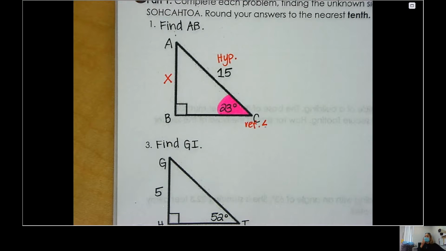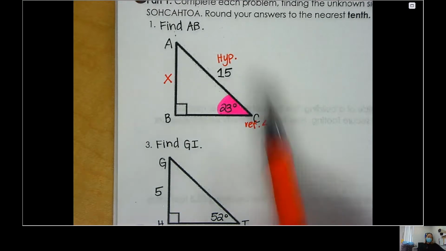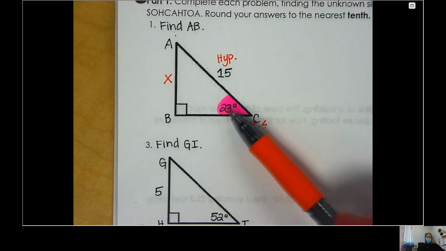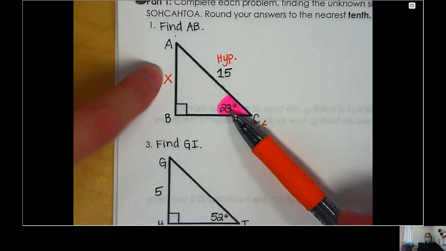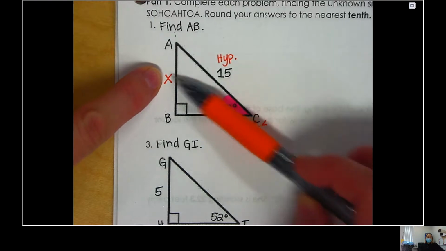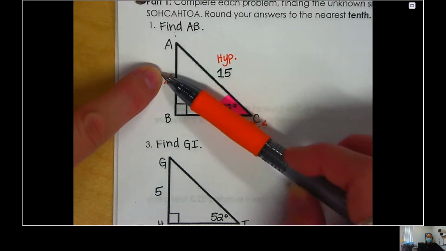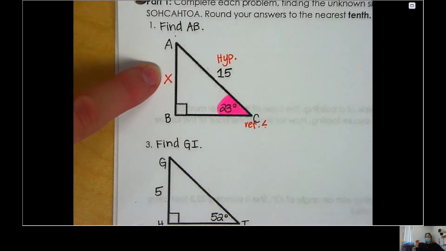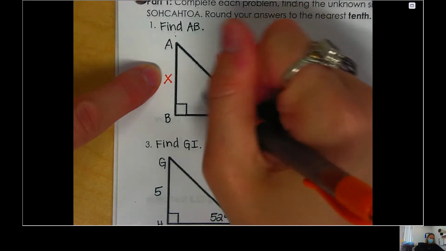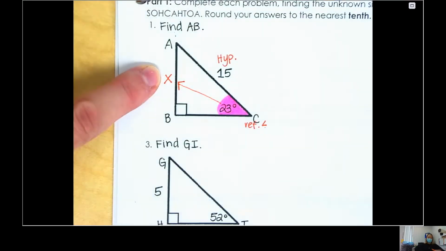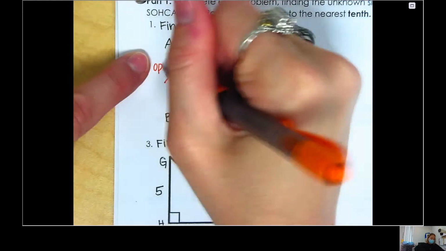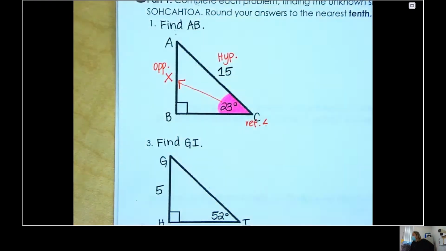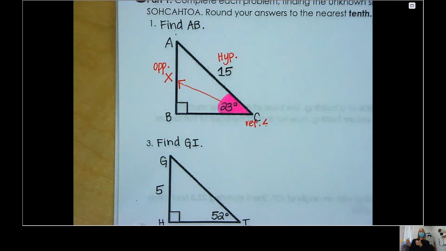Okay, now, in regards to the reference angle, if I'm standing here and looking at this reference angle from this point, here's my x over here. Is my x opposite or adjacent to the 23? So is it across or next to the 23? It's across. So because it's across, this is my opposite side. Okay, are we good there?